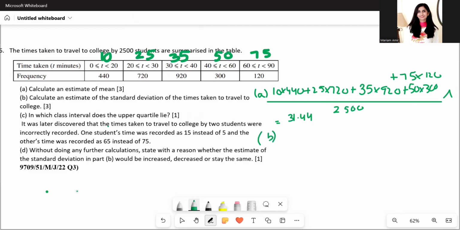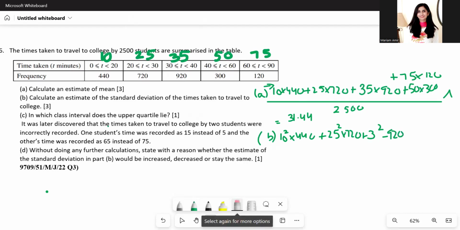Part B, calculate an estimate for the standard deviation. Okay, so for that we do 10 squared times 440. I'm following the same formula, only I'm squaring the data values. 25 squared times 720 plus 35 squared times 920. This is supposed to be times.